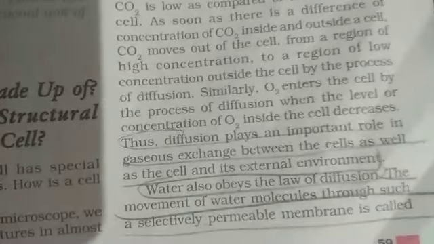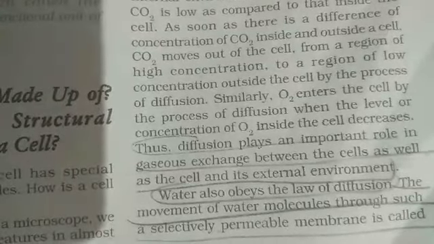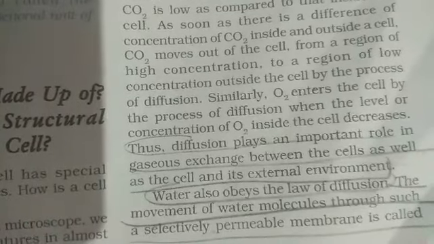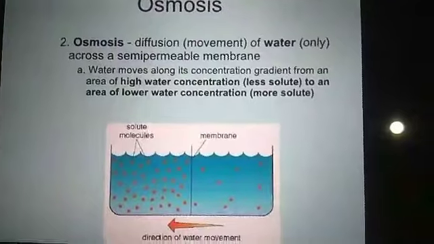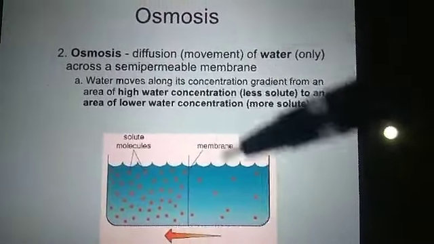Now, water also obeys the law of diffusion. The movement of water molecules through a selectively permeable membrane is called osmosis. When we replace these gases or substances with water, the same process is called osmosis. Now let us understand osmosis.